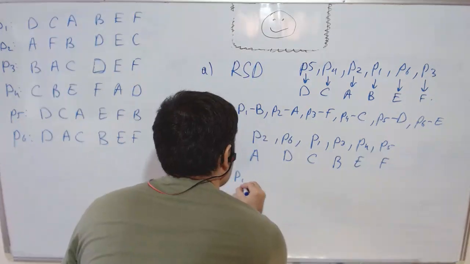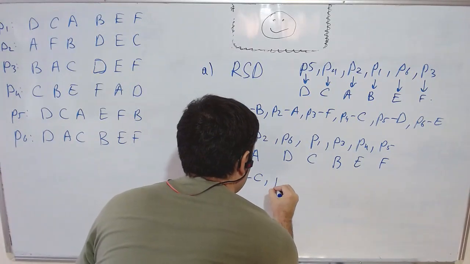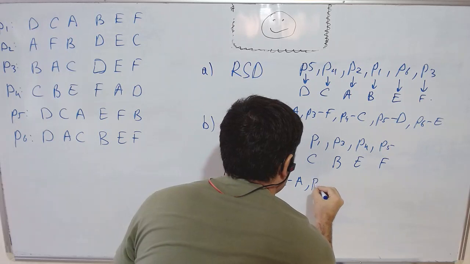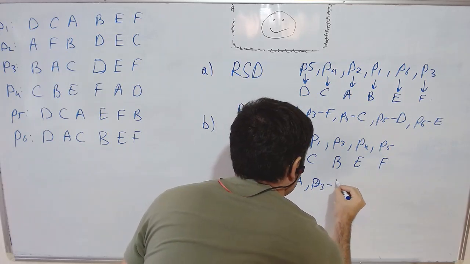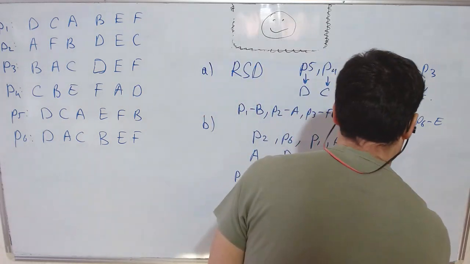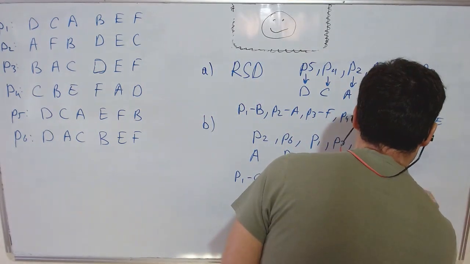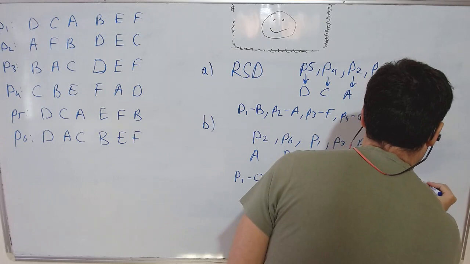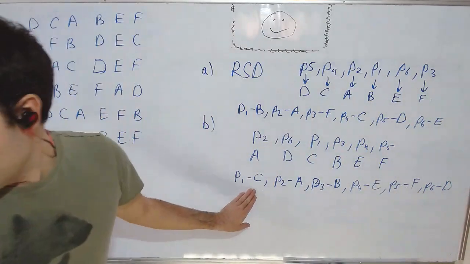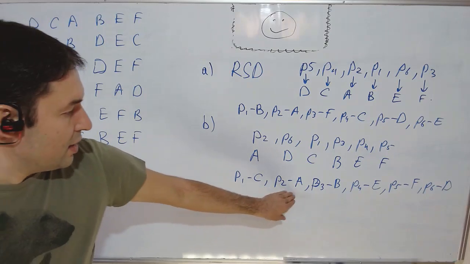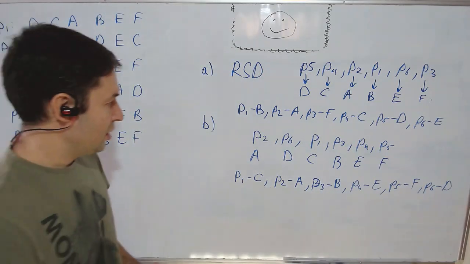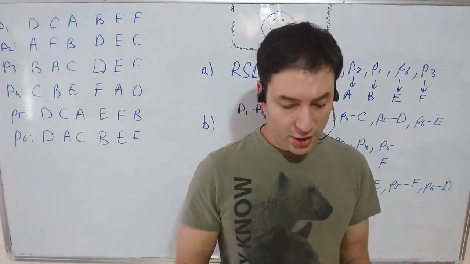Okay, so let's write it again in order. P1 gets C, P2 gets A, P3 gets into B, P4 gets into E, P5 gets into F, P6 gets into D. Check: C, A, B, E, F, D. Nice. Okay, so that's how random serial dictatorship works.